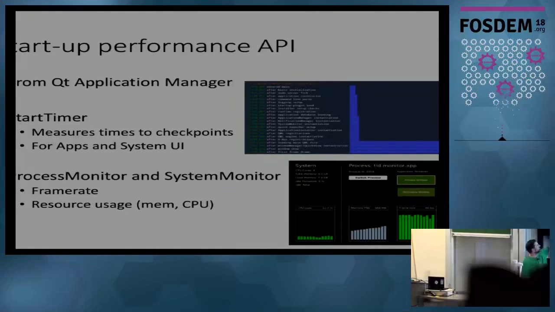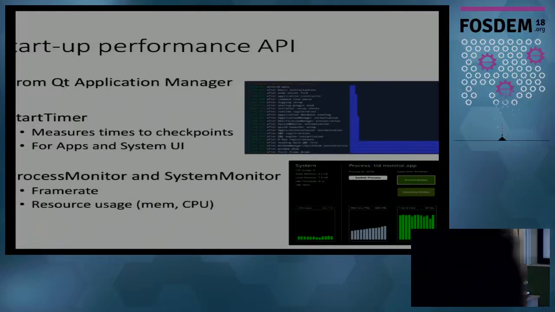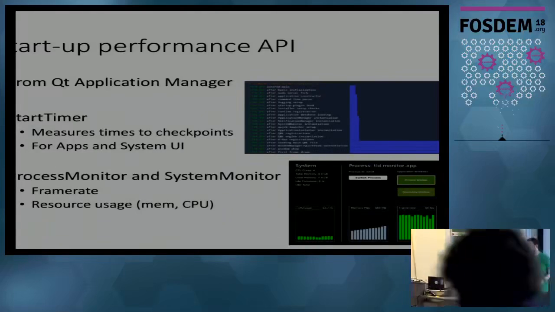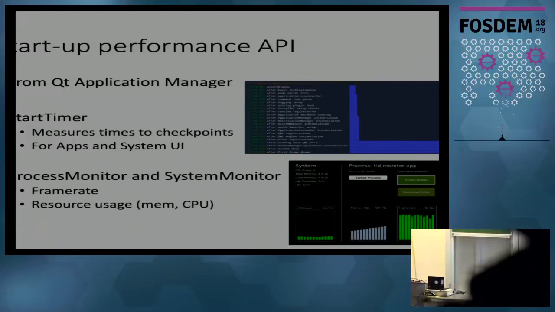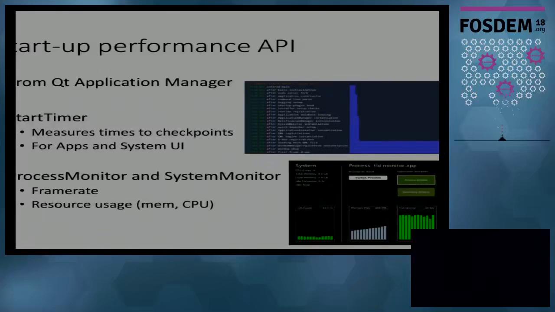And then we also have these process monitor and system monitor APIs, which usually go into the system UI or debugging service, where you can measure things like frame rate for an individual process or for the whole system, how much CPU you are using in total or for an individual process, and so on. So it's a good debugging tool there.